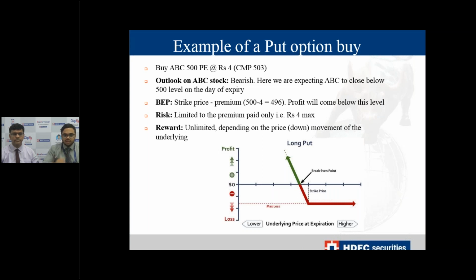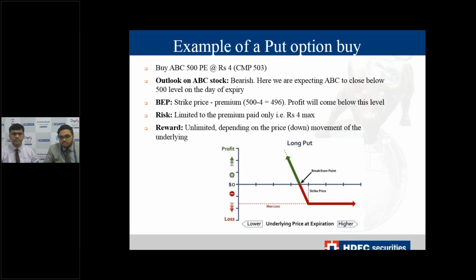So here we have given an example of stock ABC. If you buy an ABC 500 put option at rupees 4, and the current market price for ABC is 503, what is our outlook? Our outlook is definitely bearish. That is why we are trying to buy a naked put option. So the break even will be 500 minus 4, and what is 4? That is the premium we have paid. So 496 will be our break even.